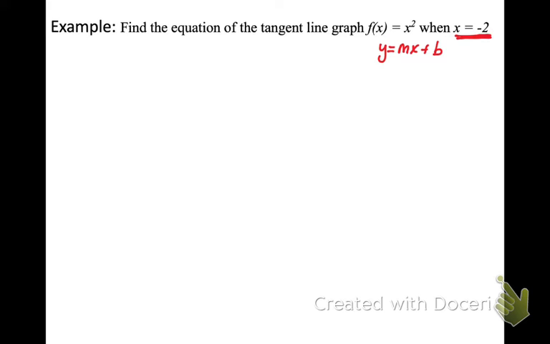And what is that? Well, I can't find the equation of the line until I have the slope of the tangent line. And I can't find the slope of the tangent line until I find the equation of the slope of the function. So what is that called? What am I going to find? The derivative. So f prime of x equals 2x.